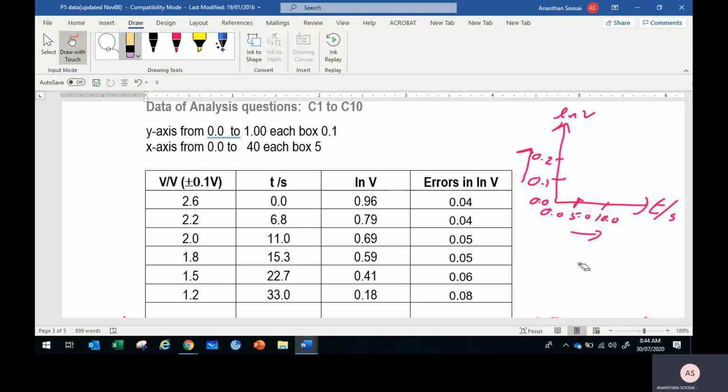So after you plot, get your gradient and your y-intercept, with its uncertainty. That's the gradient with, the gradient subtract, that is your uncertainty. Okay?